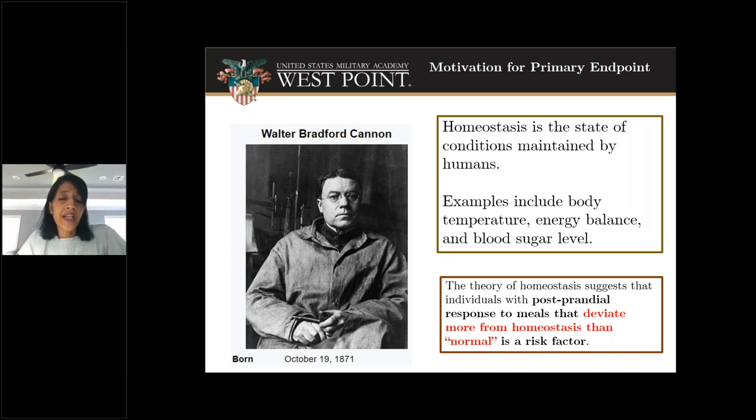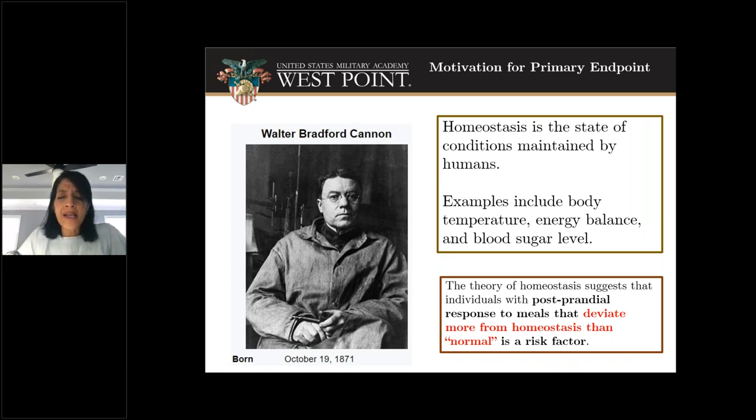And one example that everyone can understand is body temperature. Body temperature is supposed to be around 98.6 degrees. And if our body temperature is higher than that, we would say, well, that person's not well. If it's really high, 102 degrees, for example, we'd say that that's worse than maybe a 101 degree fever. We even named it fever.